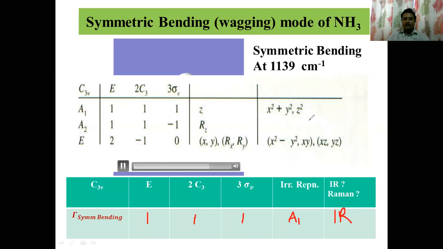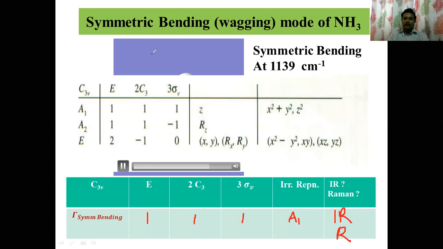Now what about Raman? Raman, of course, we have to look at the binary terms, right? And again you can see that x square plus y square, here plus because they transform simultaneously like this. So x square plus y square or z square, both of them transform like A1. So this is also going to be Raman active, right?